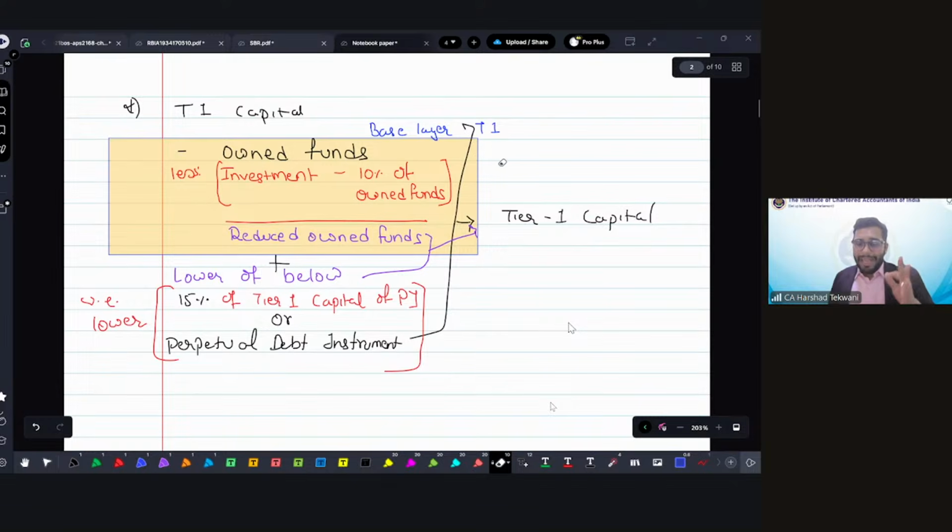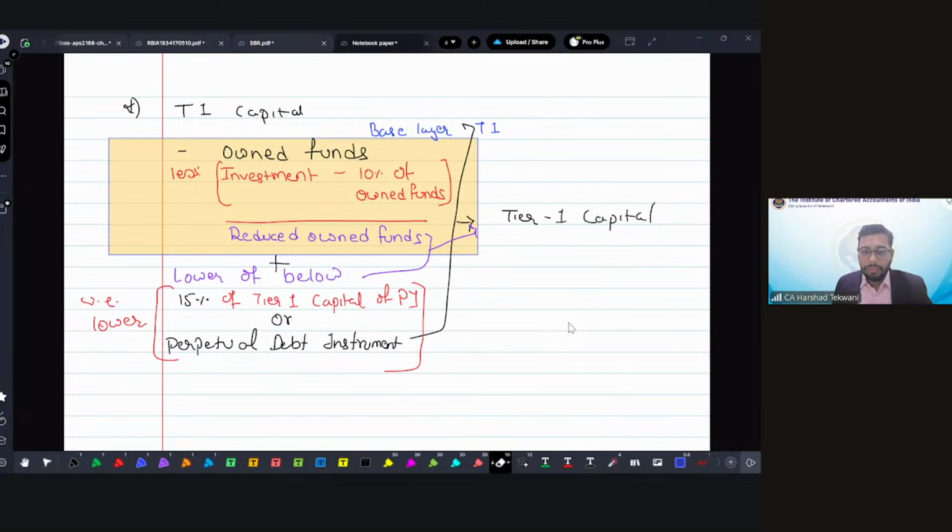Okay. So for the base layer, tier 1 is only own funds, that amount. For the rest of the categories, we have perpetual debt instrument, but perpetual debt instrument is not applicable to the base layer tier 1. Okay, if it is a first year? No, any year. Base layer, they are not allowed to include perpetual debt instrument.